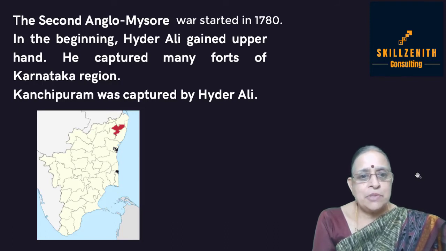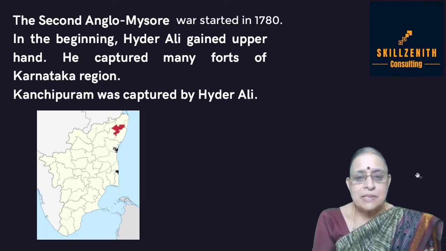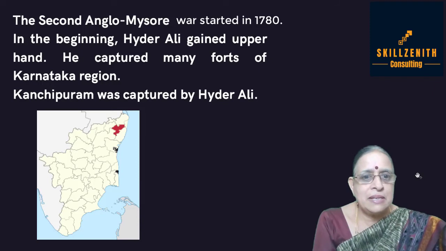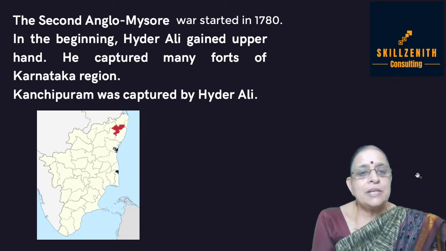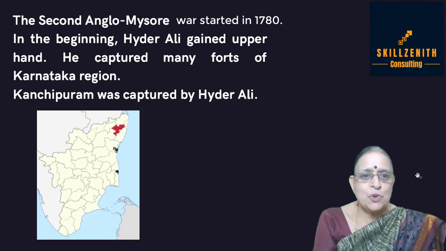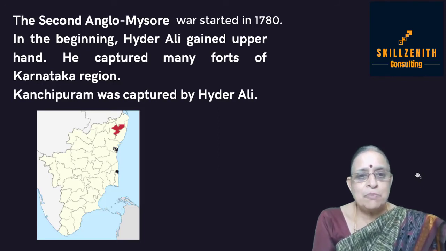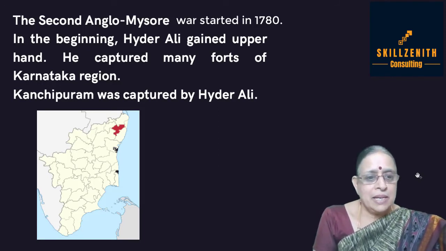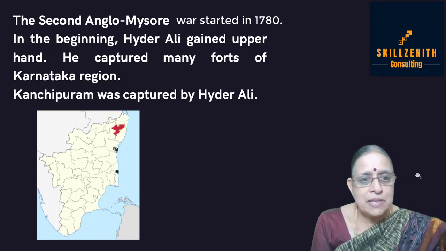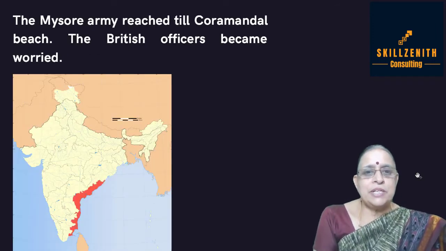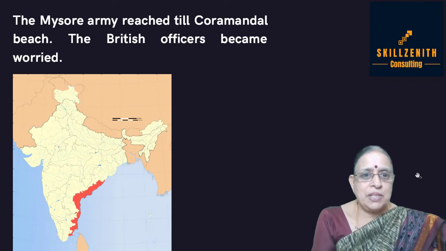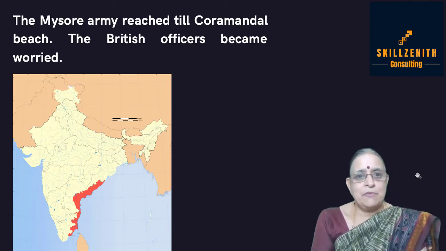Kanchipuram was captured by Hyder Ali. Kanchipuram is in present Tamil Nadu. To take revenge, he began to capture many forts of the Karnataka region. Kanchipuram, which is at present in Tamil Nadu, was also captured by Hyder Ali. The Mysore army reached till the Coromandel coast. The British officers became worried.